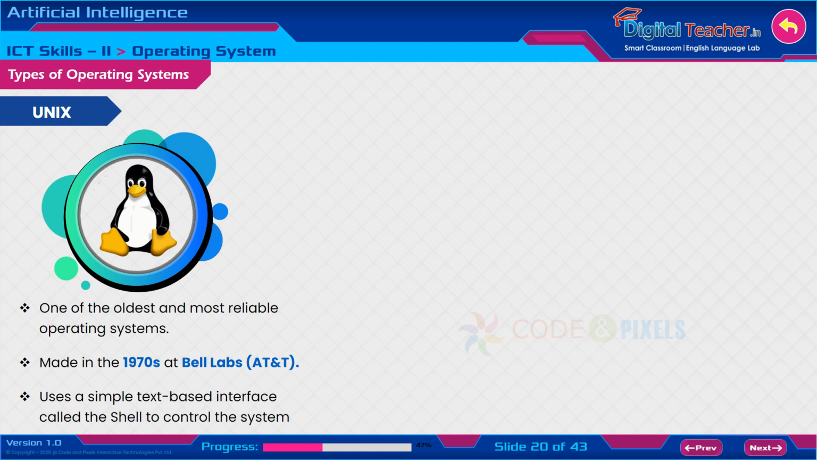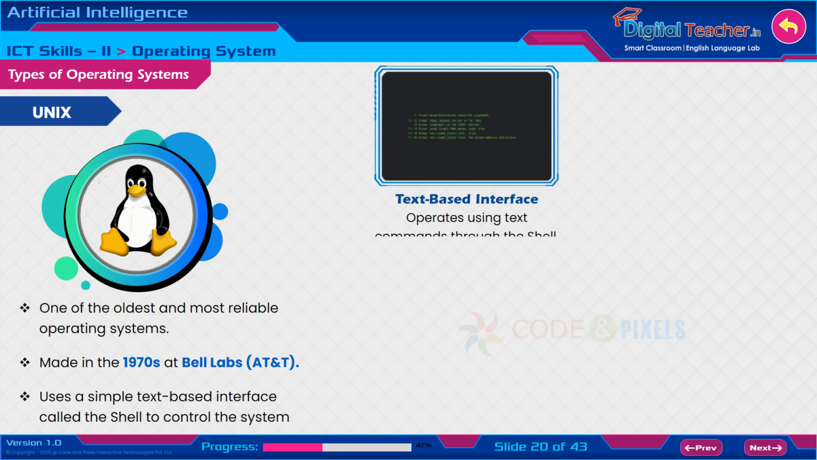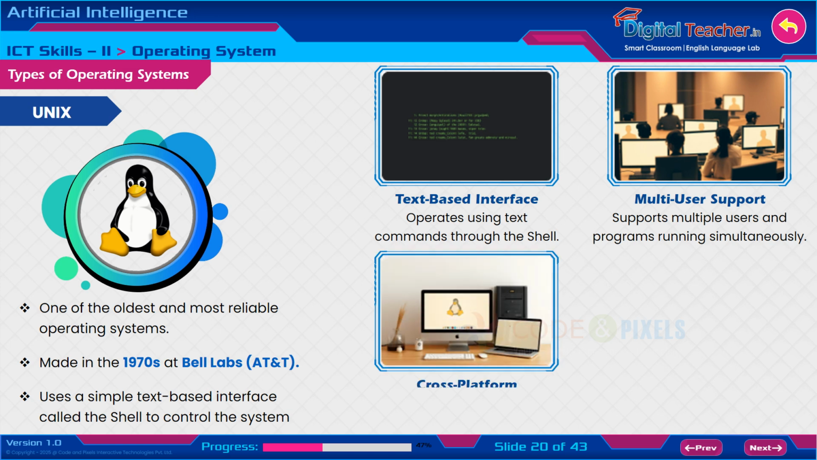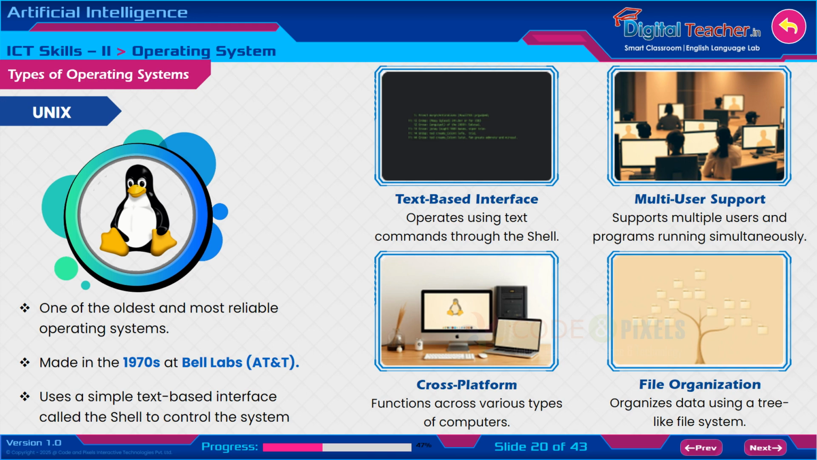Some important features of Unix are: uses text commands to operate. Allows many users and many programs to run at the same time. Works on different types of computers. Has a tree-like file system to organize data.